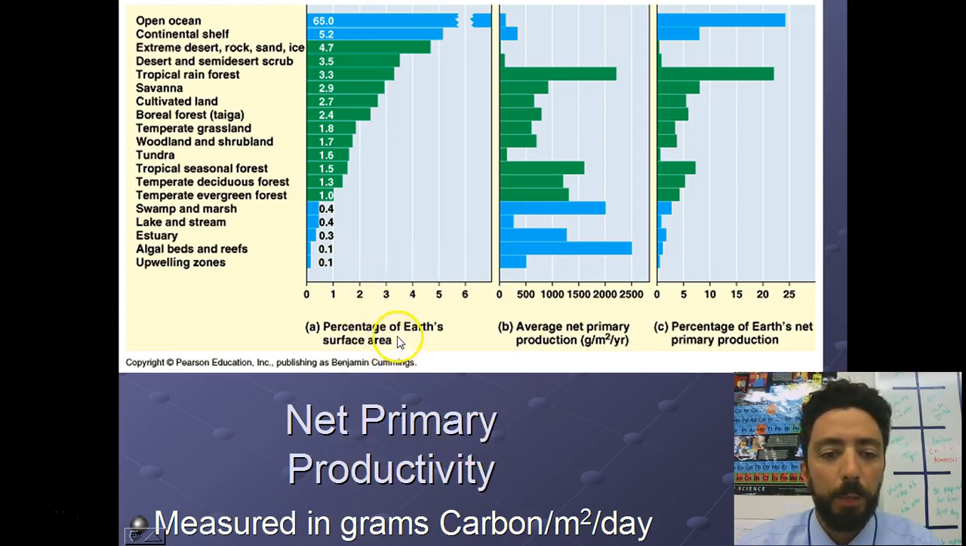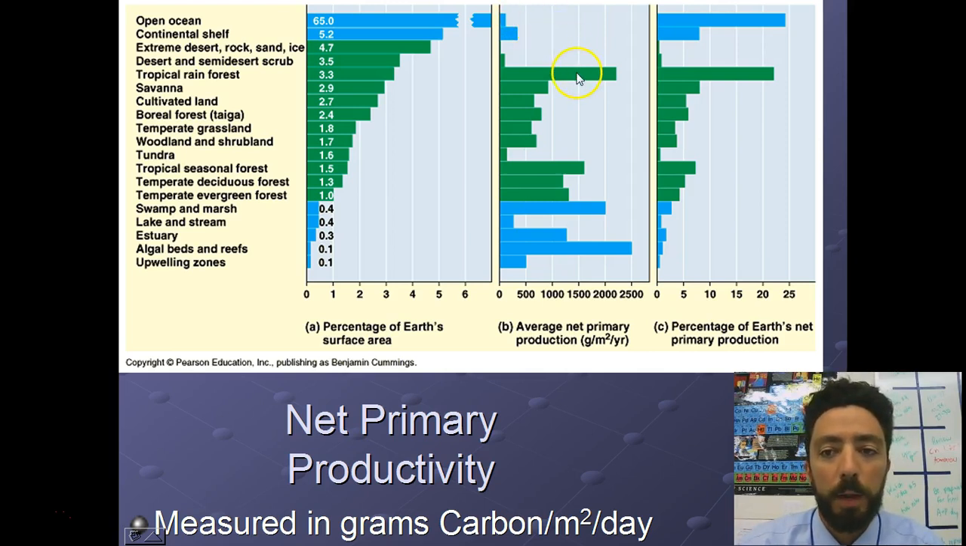This graphic up here is kind of showing the different ecosystems or the different biomes on the left here, and we can see what percent of surface area they make up. So the open ocean makes up an astronomical amount of Earth's surface compared to all the other biomes that we've got. But if you look at the average net primary productivity, open ocean is very, very weak. Right? There's not a lot of things that live in the open ocean. There's not a lot of photosynthesis going on.